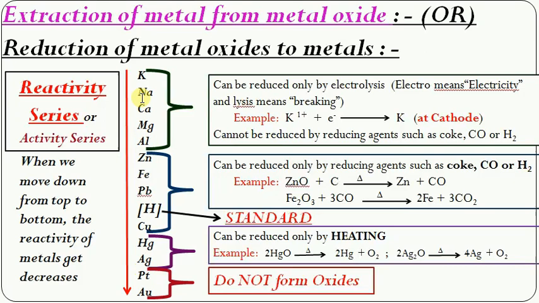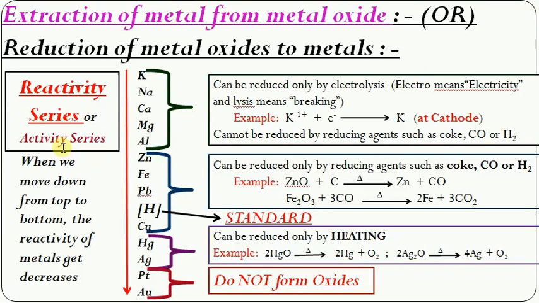Come to the next case, sodium. Sodium can replace all other metals mentioned below, but not potassium. So when you go down, the reactivity of the metal decreases. Aluminium can replace zinc, lead, iron, hydrogen, copper, like that, but it cannot displace magnesium, calcium, sodium, potassium in their compounds. So that is the idea. It's otherwise called the activity series too.